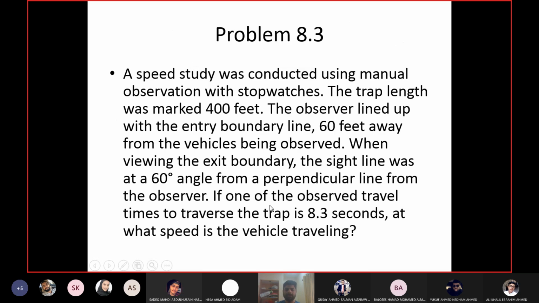If this observer, standing in this position, records a time of 8.3 seconds for a vehicle to go from start to end point, what will be the speed of this vehicle?